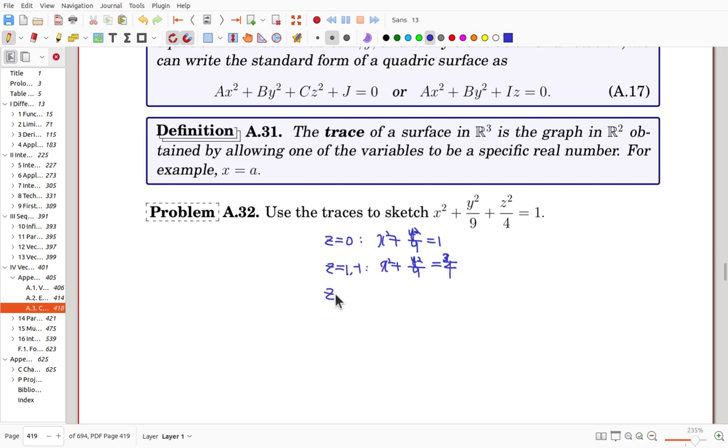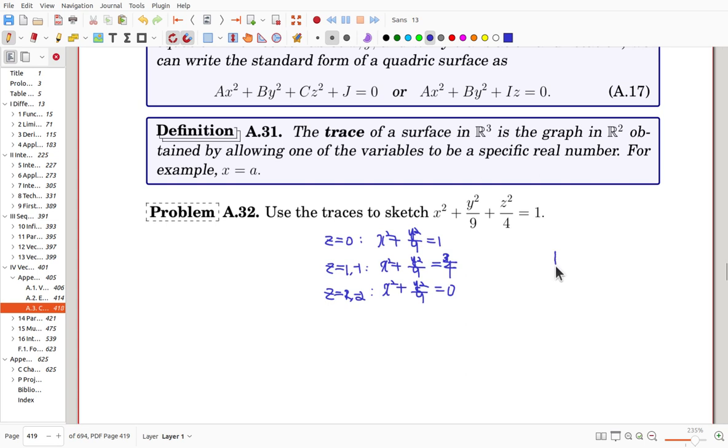Now how about z equal 1, or 2 or minus 2? Then that will become 1, so it will be 0, x squared plus y squared over 9 equal 0. Let's try to visualize the traces.